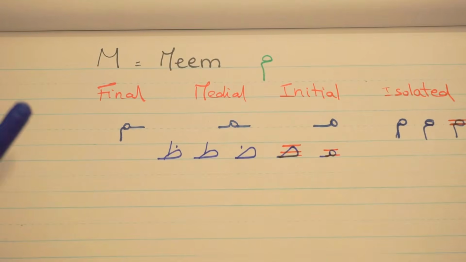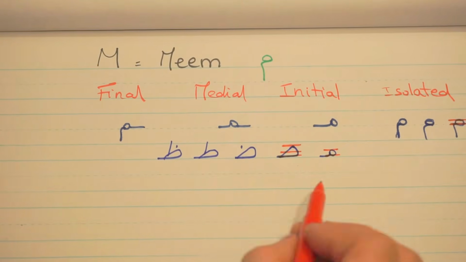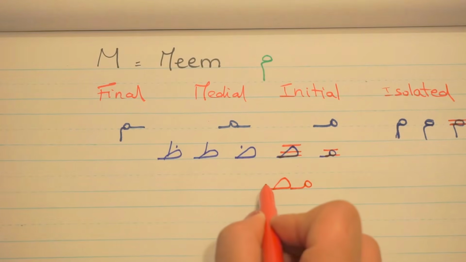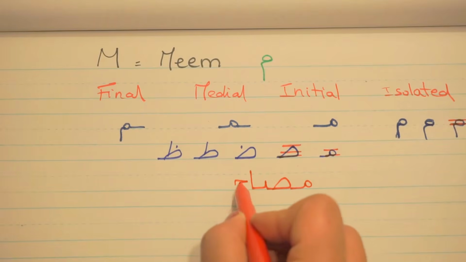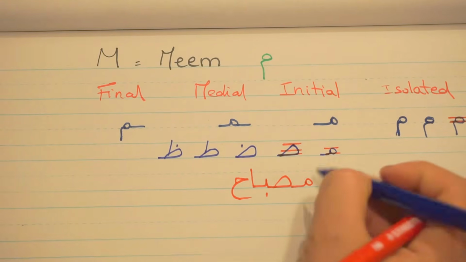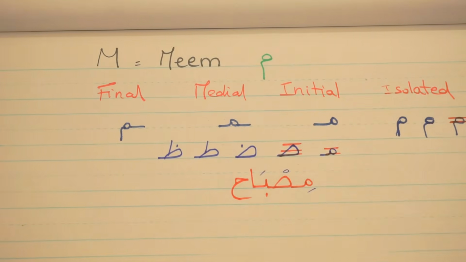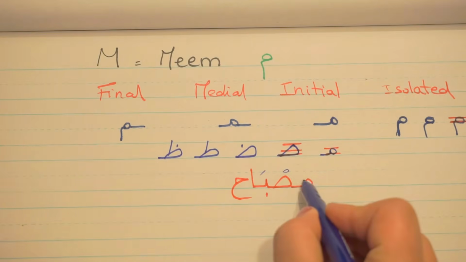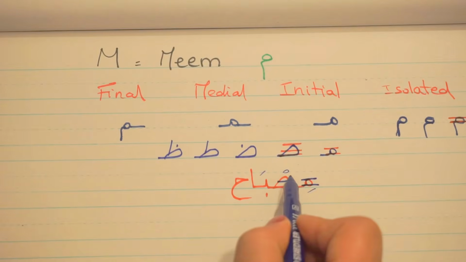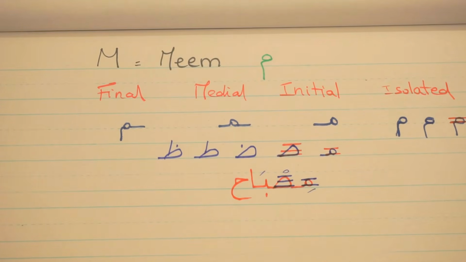Alright, let me give you a word where meem and sad are together. We have mi, sabah, misbah. That means a light bulb. Misbah. Look where meem stands, and look where sad is. Sad is basically double the size of meem. So make sure you don't write a big meem.